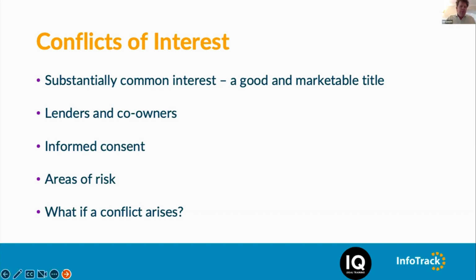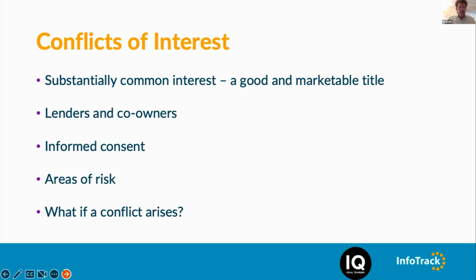I mentioned this issue of informed consent. Clients can only consent to proceed, can only consent to the release of the confidentiality duty that exists to us, if they understand the significance of that duty. Areas of risk with regard to conflicts of interest, of course, the lender buyer client is an obvious risk. Co-owners, again, so important. Co-owners are not a collective client.